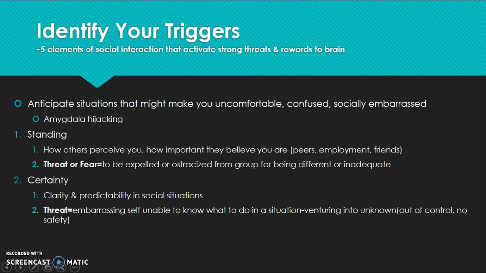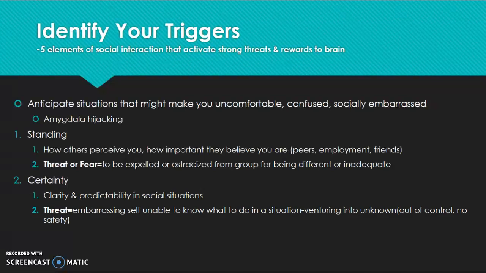Next, like I mentioned at the beginning of the PowerPoint, you need to identify your triggers. And so there are 5 elements of social interaction that activate strong threats and rewards to your brain. And this all goes back to your lizard brain. You need to anticipate situations that might make you uncomfortable, confused, and socially embarrassed, such as an amygdala hijacking, is what Leah explained to us before.